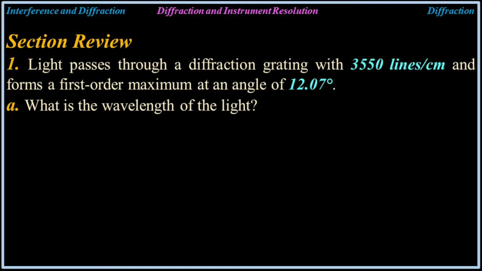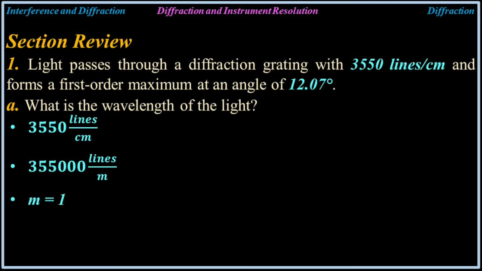Light passes through a diffraction grating with 3,550 lines per centimeter and forms a first order maximum at an angle of 12.07 degrees. What is the wavelength of the light? All right, so let's write down what we have and make sure we convert it to meters. In other words, lines per meter, add 2 zeros. And there we have lines per meter.